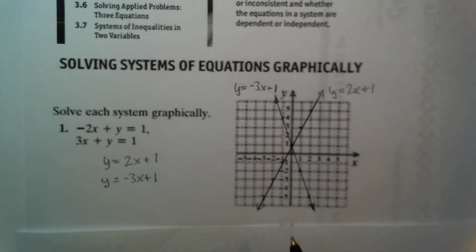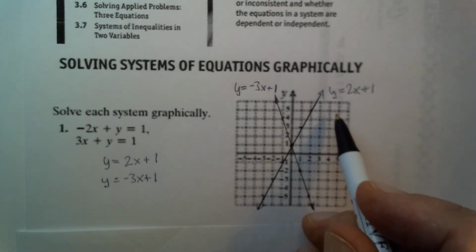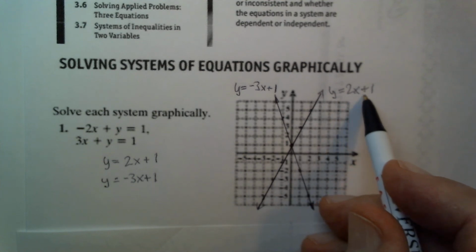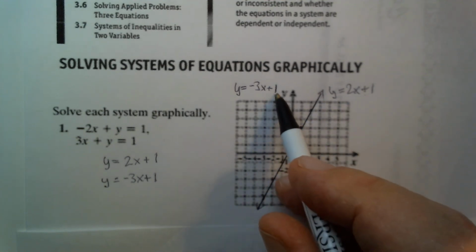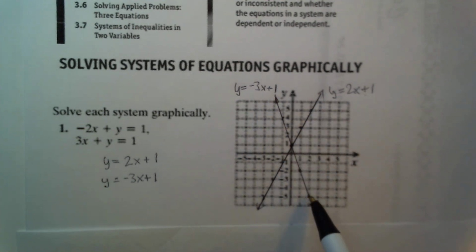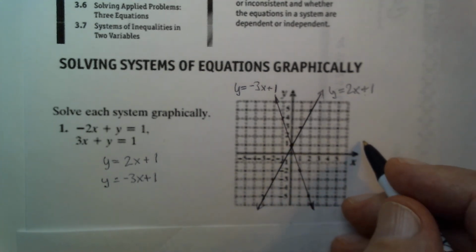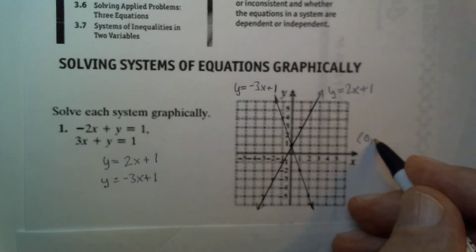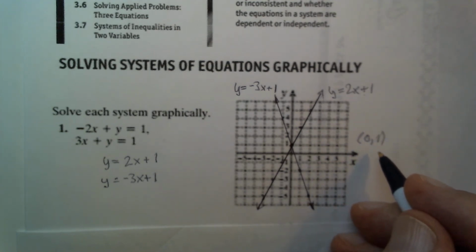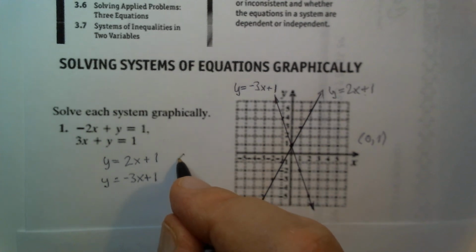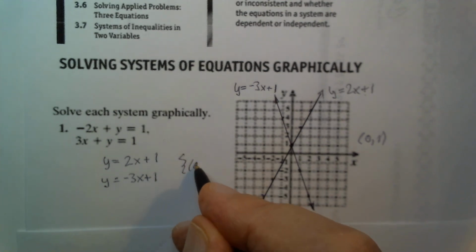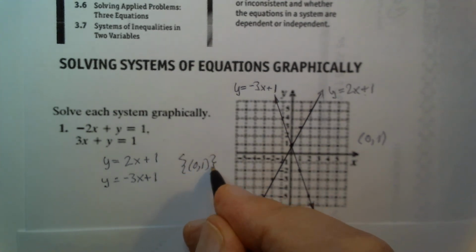So here you see the 2 graphs of the equations. Here's the graph of y equals 2x plus 1. And here's y equals minus 3x plus 1. They intersect in the point on the y-axis (0, 1). So the point of intersection is (0, 1), and that is the solution set to this system of equations.